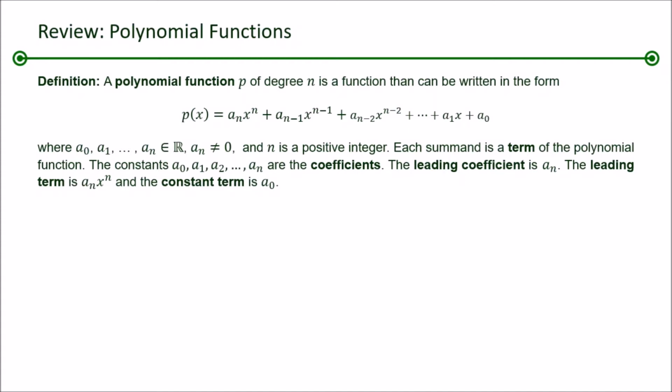That means n is a positive integer. Each summand is a term of the polynomial function. The constants a sub 0, a sub 1, a sub 2 up to a sub n are the coefficients. The leading coefficient is a sub n. The leading term is a sub n x raised to n, and the constant term is a sub 0.